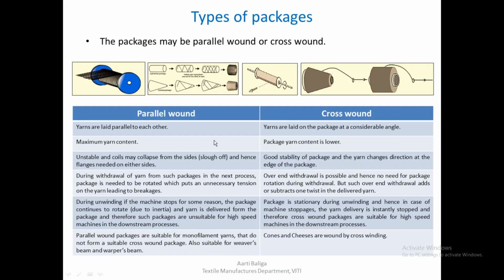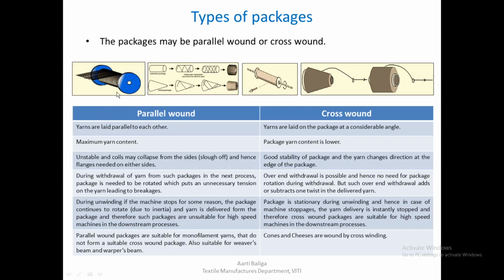First let us start seeing the differences between parallel wound and cross wound. In the case of parallel wound, that is the first diagram here, yarns are laid parallel to each other, and in the second case we can see that the yarns are laid on the package at a considerable angle. In the first case, the advantage is that it gives us the maximum yarn content in this particular package, whereas in cross wound the package yarn content is low.